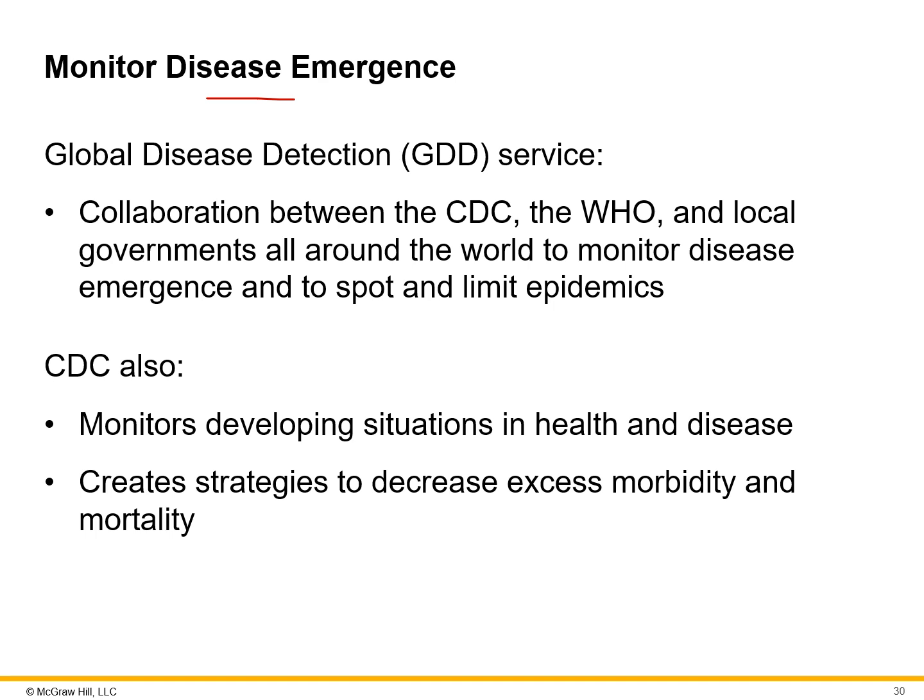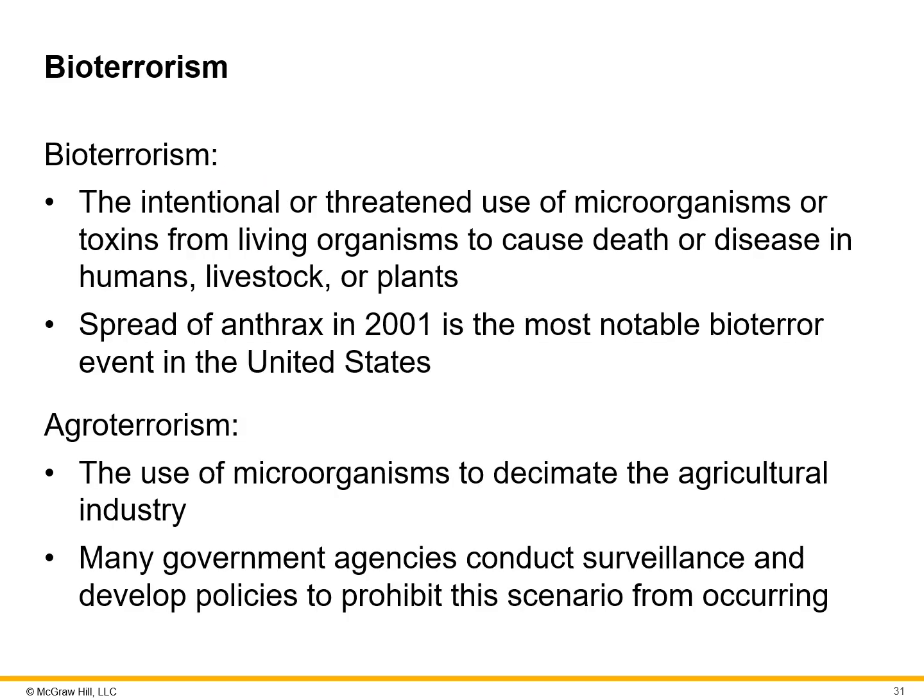So ways to monitor this emergence. So there's the Global Disease Detection Service. This is a collaboration between the CDC and the World Health Organization, as well as local governments. And this is just monitoring disease emergence to try to spot and limit epidemics. The CDC also monitors various situations with health and disease, as well as creating strategies to decrease excessive morbidity and mortality. So like the mask policies, isolation, coming up with recommendations to try to decrease the amount of deaths and injury due to disease.